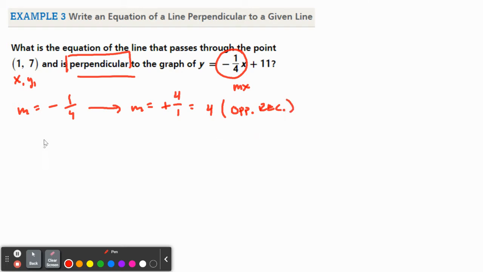So we use point-slope form. So y minus 7 equals m, which is 4, times parenthesis x minus x1, and x1 is 1. And now we're going to put this in slope-intercept form.